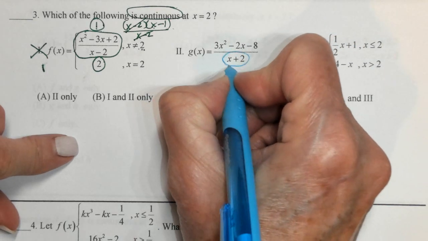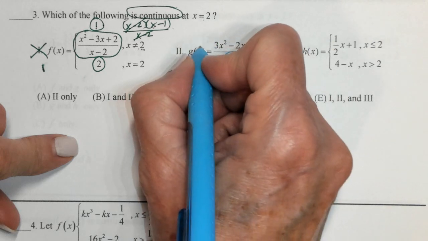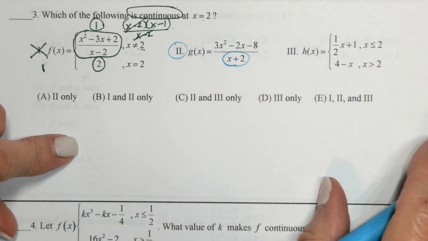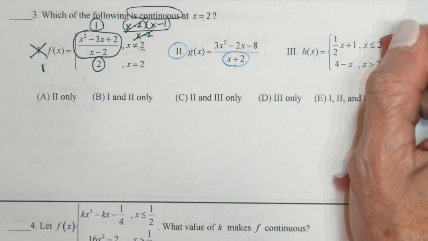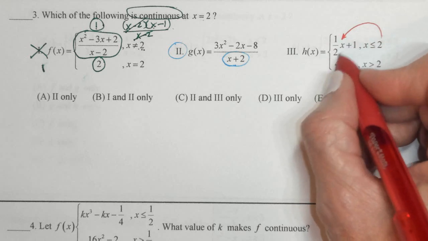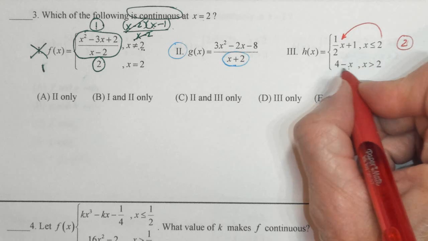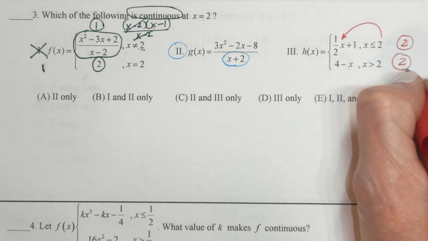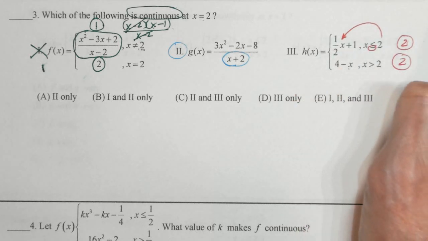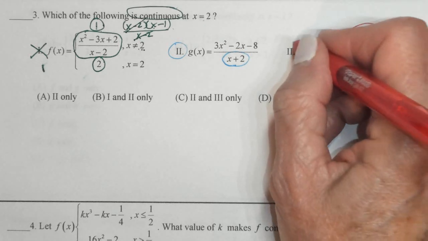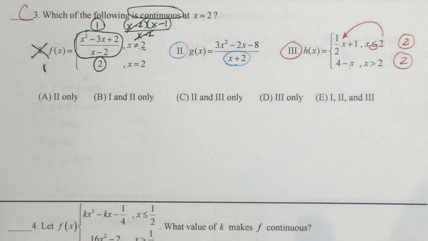Over here, the only discontinuity is at x equal to -2, but right at 2, yes, we are continuous. So G is continuous. For H over here, I'm going to plug 2 in for x. Half of 2 is 1, plus 1 is 2. Put 2 in for this x: 4 minus 2 is 2. They match. And then right at 2, we're up here where it's 2. So 2 is equal to 2 is equal to 2, continuous. So 2 and 3 are both continuous. C is the right answer there.